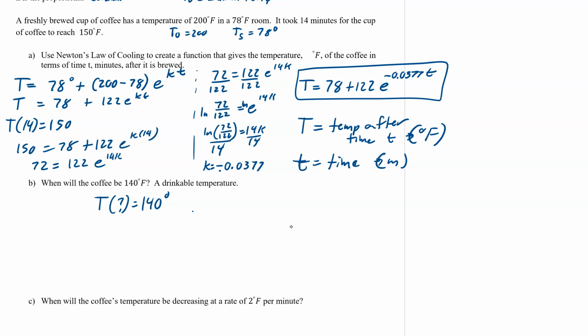Okay. So if we do 140 degrees, that's 140 equals 78 plus 122 e to the negative 0.0377 t. And so it's exactly the same solving as we did for k, except now we're solving for the time. So we subtract 78, so 140 minus 78 is 62.